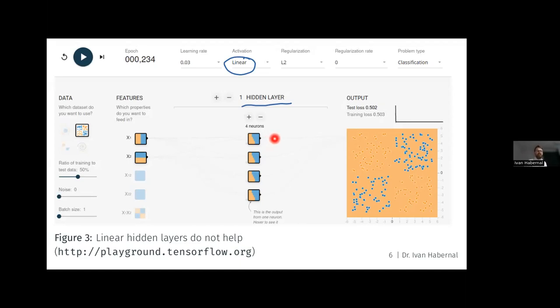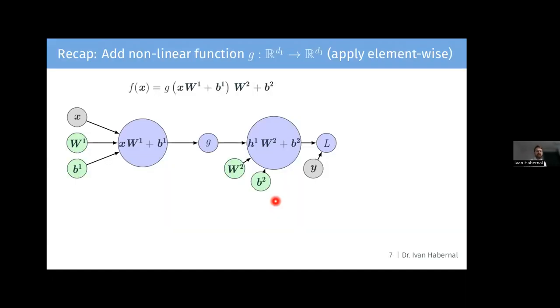So what we need to do to plug in here is some non-linearity after the first layer. This is the non-linear function, which is applied element-wise. So we're plugging in some non-linear transformation of our second projection space.